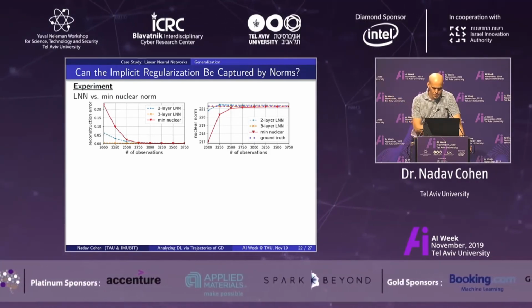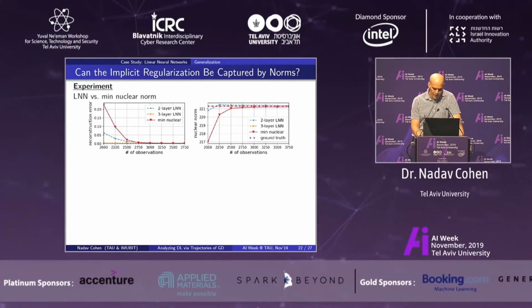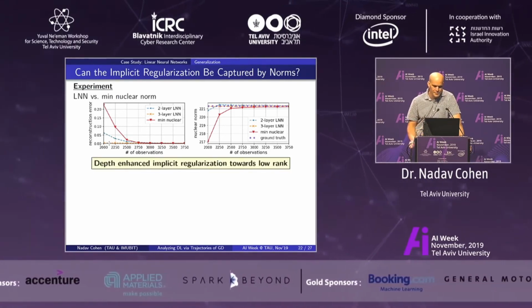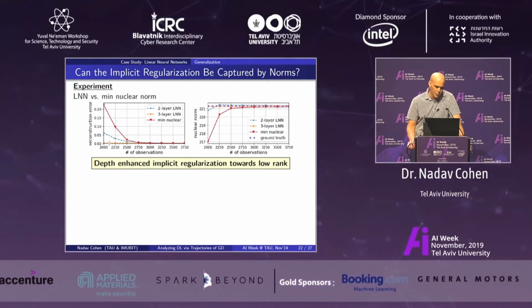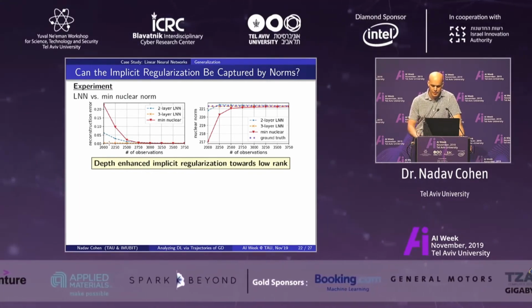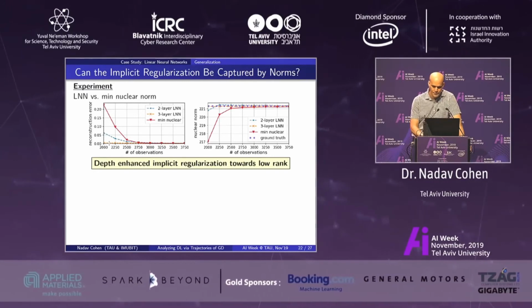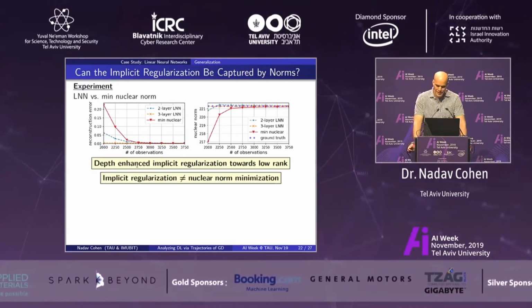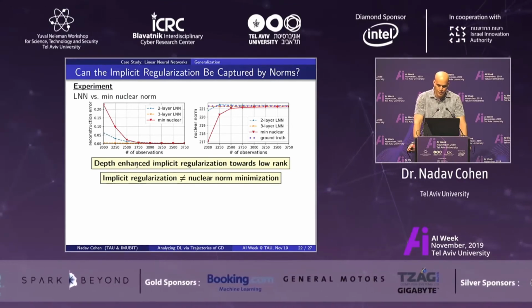So you can see two things here, at least. Number one, you can see that the deep model in orange here provides much more accurate recovery than the shallow one. So depth enhances the implicit regularization towards low rank. The second thing that you see is that, at least here, it doesn't seem like the implicit regularization is nuclear norm minimization.